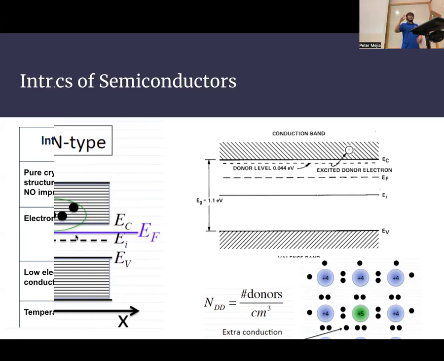So now we have this Fermi energy closer to the conduction band. And that's called a donor state. Since we call the n-type dopants donors, they offer donor states because they have the extra electron, which donates electrons.